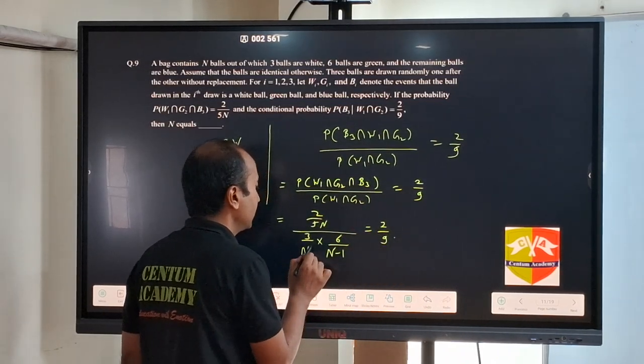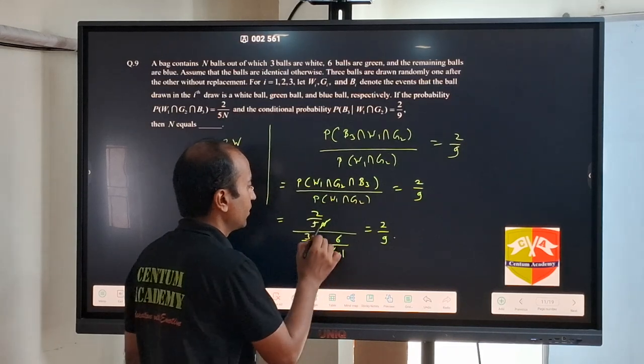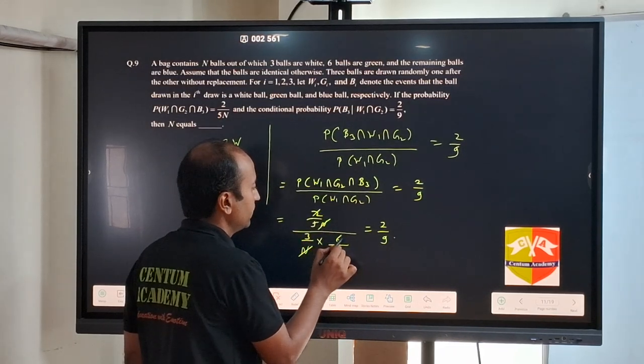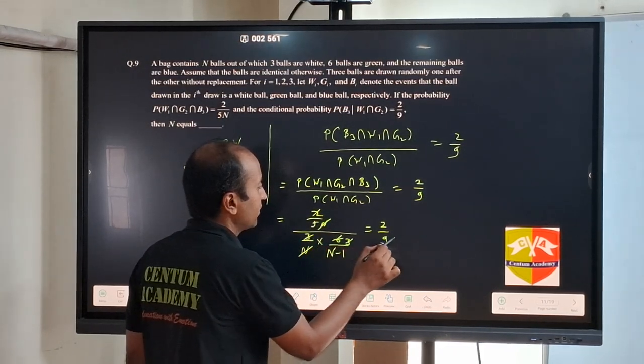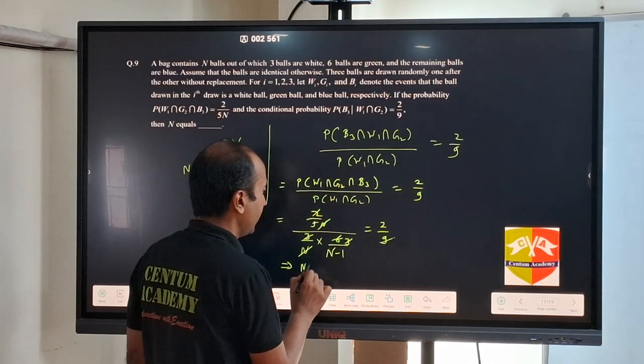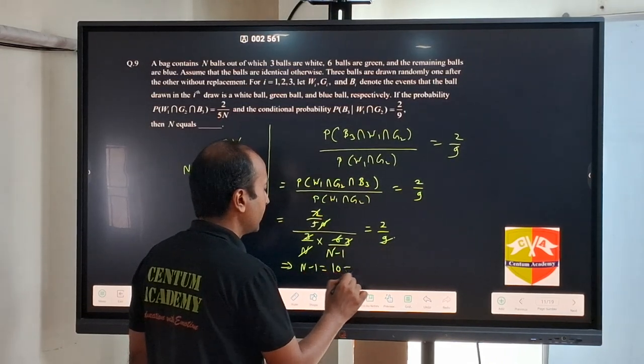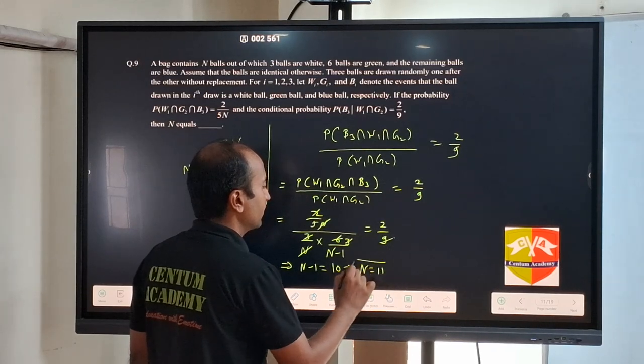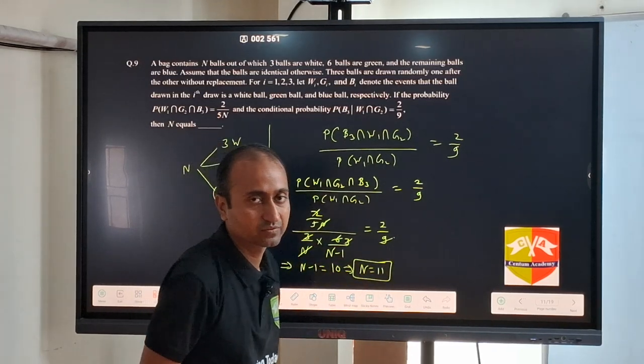Now it's a very simple linear equation in n which you can solve and you will only get a single value of n. This 9 will also cancel. So my n minus 1 is turning out to be equal to 10. So my n is simply equal to 11.